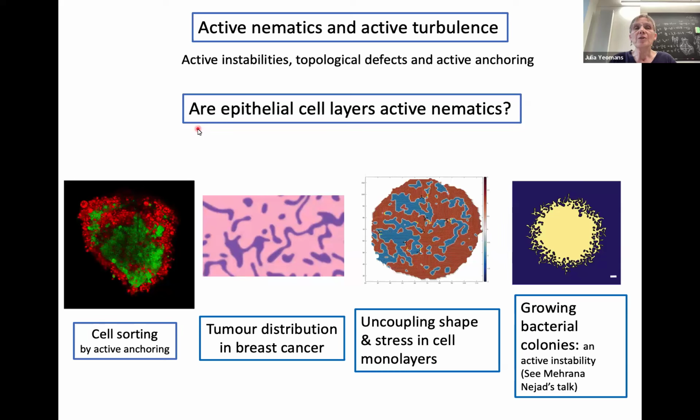And in particular, I thought I'd talk about cell sorting and some very recent work we've done on the distribution of tumors in breast cancer. And again, I really like to talk to people with a biological background, so do ask questions, because I'll learn a lot. So, active matter.